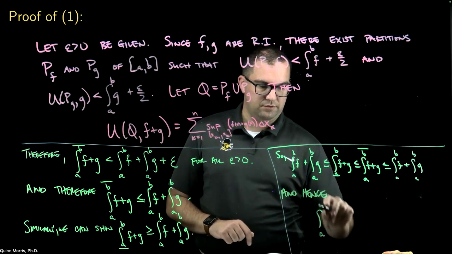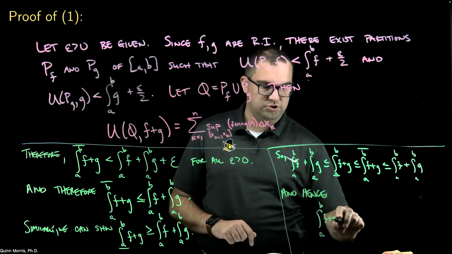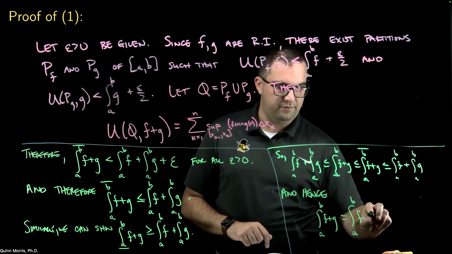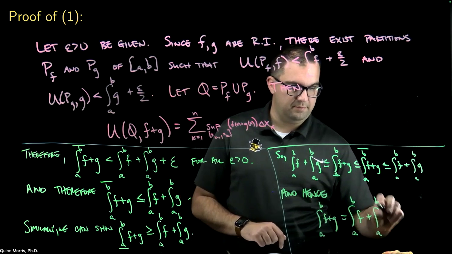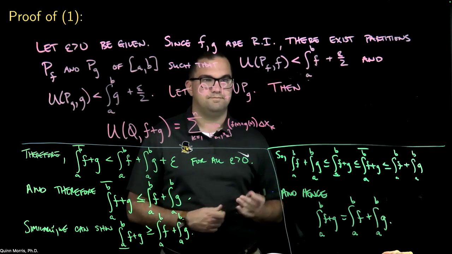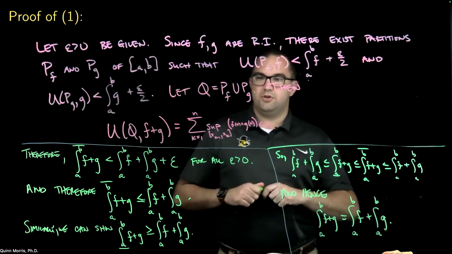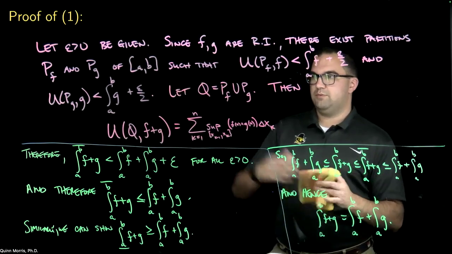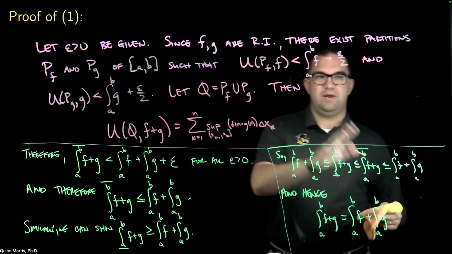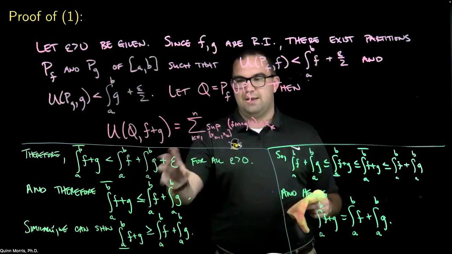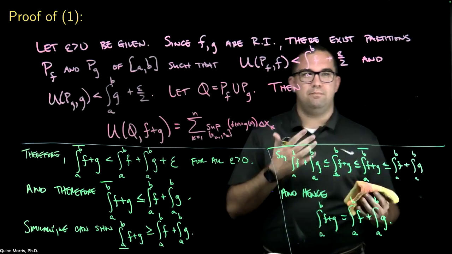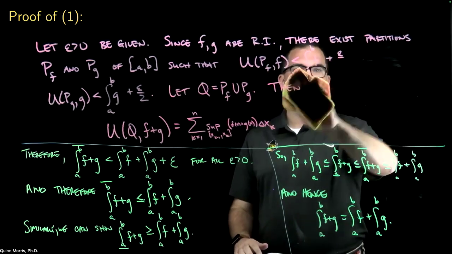So, and hence the integral from a to b of f plus g exists and is equal to the integral from a to b of f plus the integral from a to b of g. Okay. Now I want you to notice that the whole point here was that we proved something for sums and then we carried it over via some sort of epsilon argument to something about integrals. That's how the vast majority of these types of proofs work.